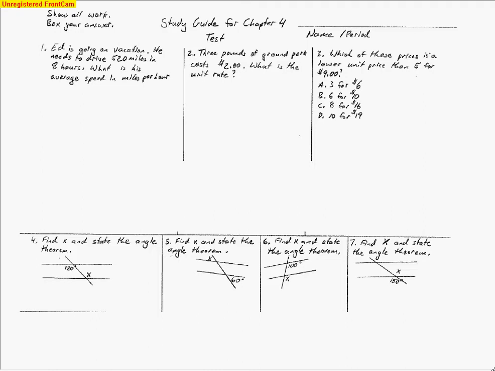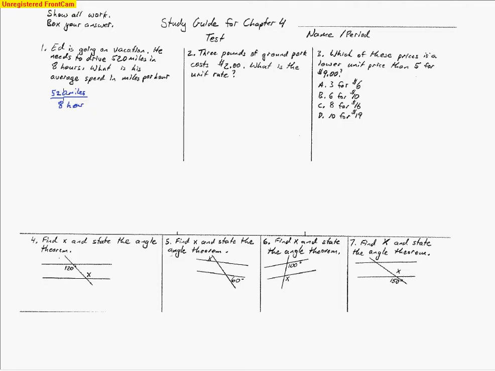And so it talks about how Ed is going on vacation. He needs to drive 520 miles in 8 hours. What is his average speed in miles per hour? So miles per hour means a fraction. So we're going to take 520 miles, and we're seeing how many times 8 hours is going to end up going into the 520. And so we want miles per hour.